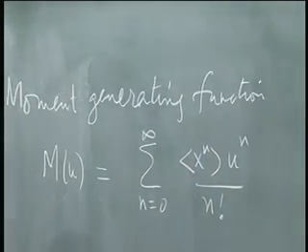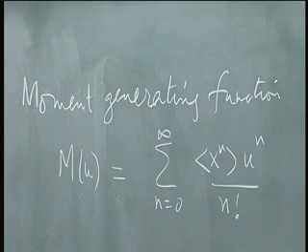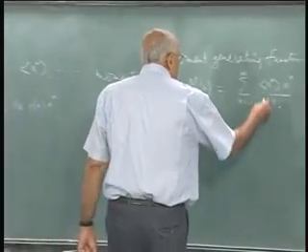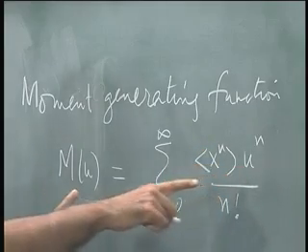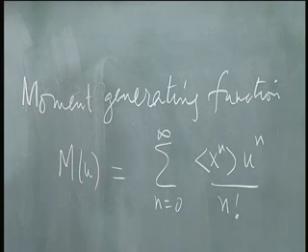By definition, this is the generating function. It is a power series in u, in this auxiliary variable u, and the coefficient of u to the n is the nth moment of this random variable over n factorial. It is also clear that you could put this u inside here, because u is not a random variable but just an auxiliary variable, and then this is an exponential series.